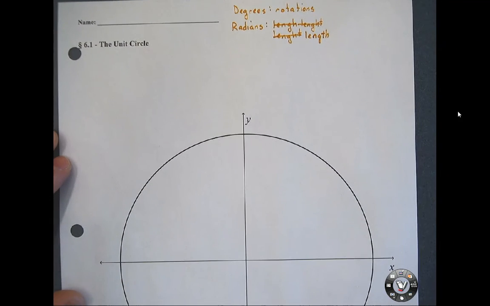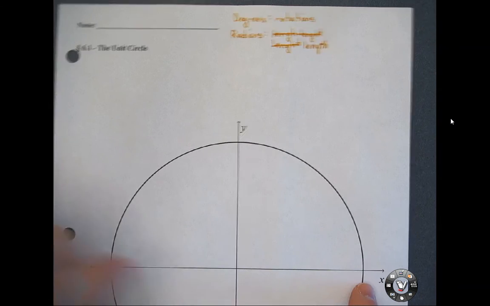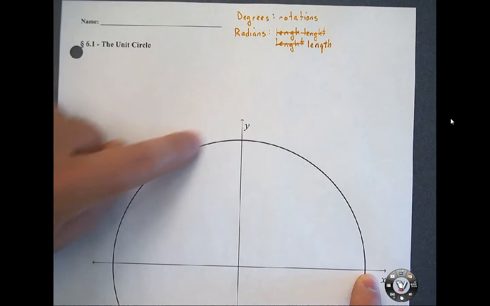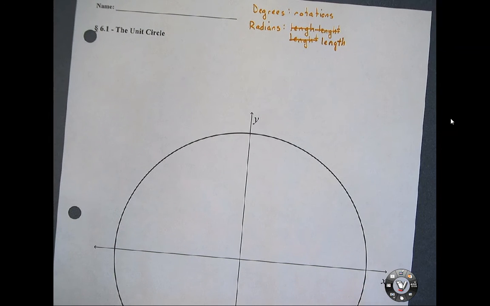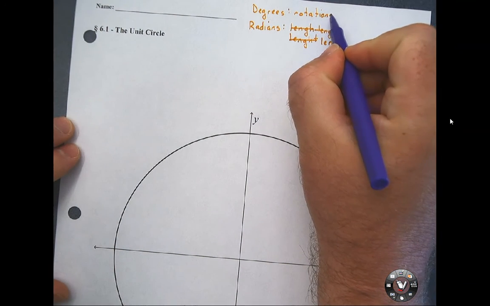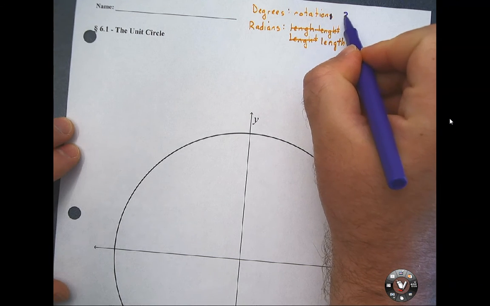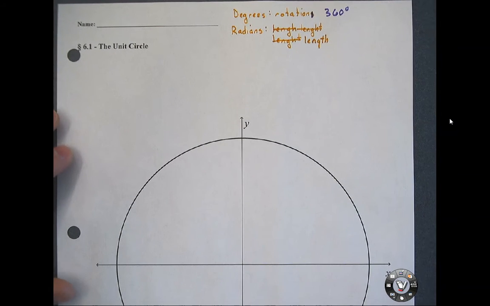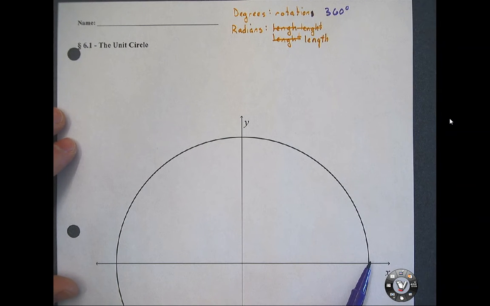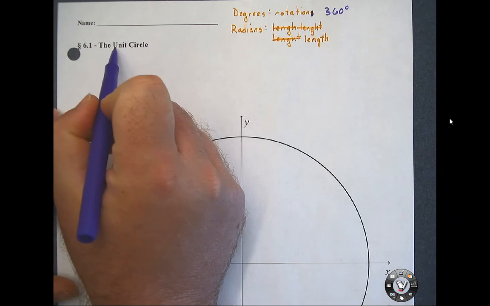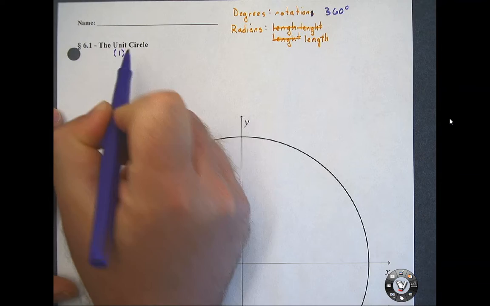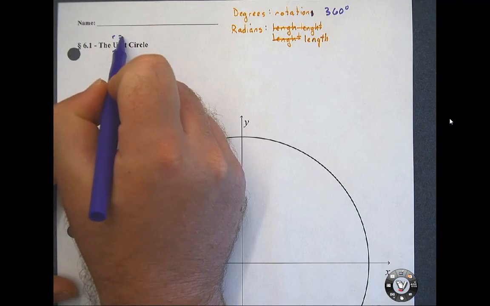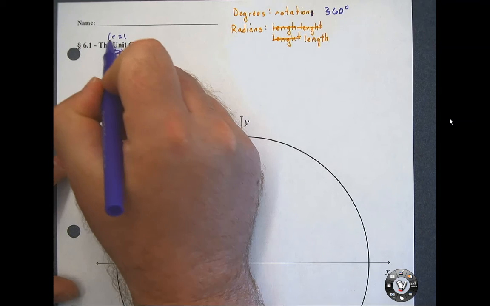Radians are a measure of length around the unit circle. So if I rotate all the way around the unit circle, I would rotate how many degrees? It's a measure of rotation. This would go 360 degrees. Well, if we set up our circumference formula, if you remember circumference equals 2 pi r, we're going to assume this is called the unit circle, and unit just means 1. So the unit circle means that the radius is 1.